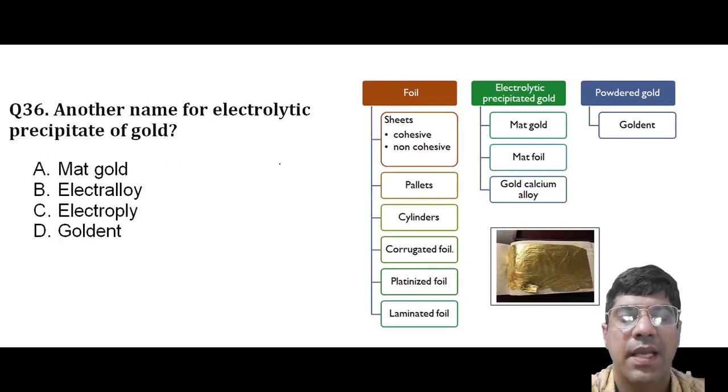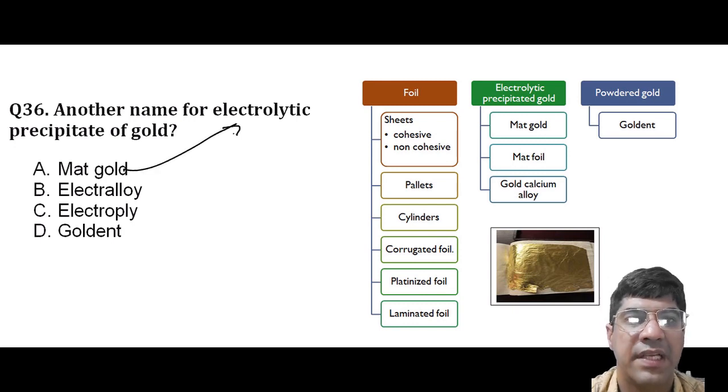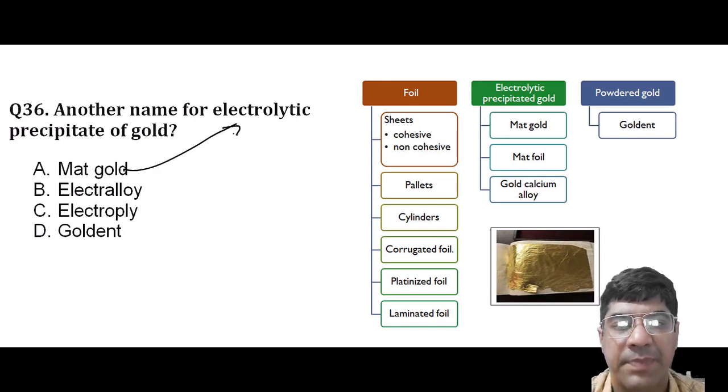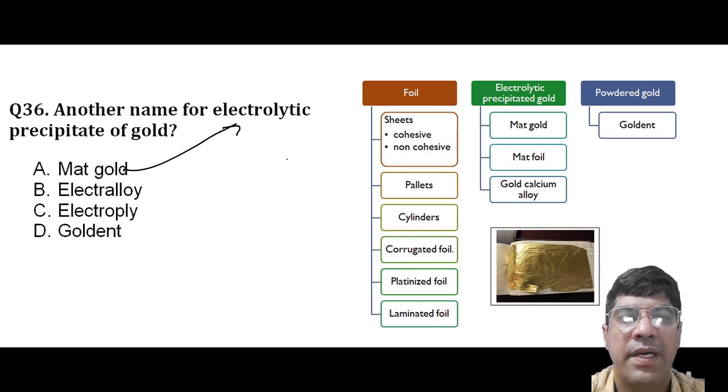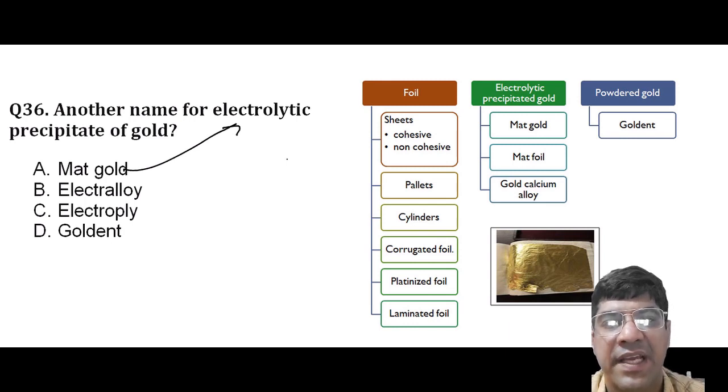Next question, another name of electrolytic precipitate of gold is matte gold. Matte gold is another name of gold that is produced by a process known as electrolytic precipitation. So what is matte gold? Matte gold is a crystalline gold that is formed in strips. They are cohesive. They can be cut by the dentist into the desired shape.